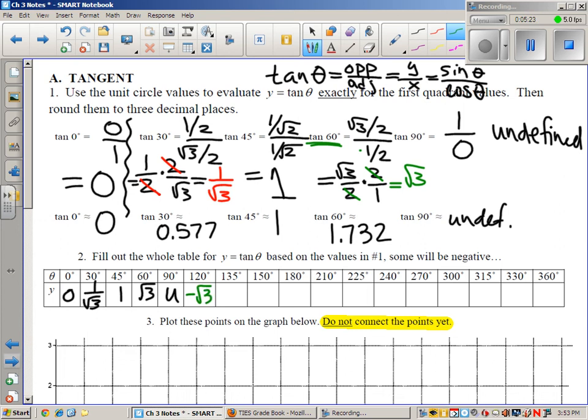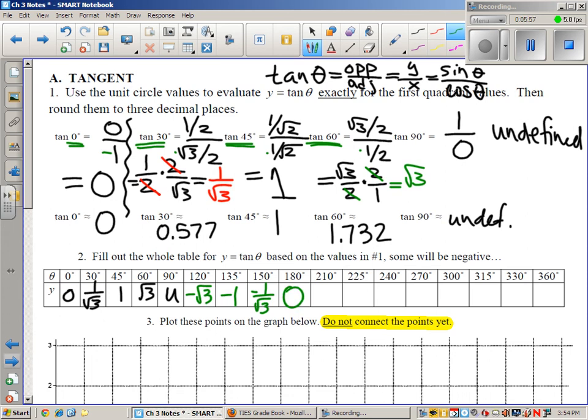And at 135, I have a reference angle that's 45 degrees. Again, the x-coordinate is going to be negative, so I'm going to get negative 1. For 150, the reference angle is 30 degrees. It's the same ratio, only this one is negative, so I'm going to get negative 1 over root 3. And as I go back to 180, I'm going to have the same ratio here, only at 0 over negative 1. But 0 over negative 1 is still 0.